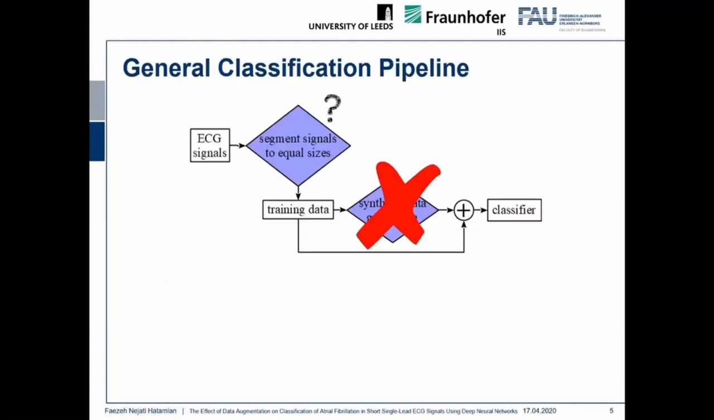Generally, people follow a classification pipeline in which they segment the signals into equal sizes, as normally classifiers, or deep neural network classifiers, need to be fed with signals of equal size. Then they use them as training data and fit them into the classifier.